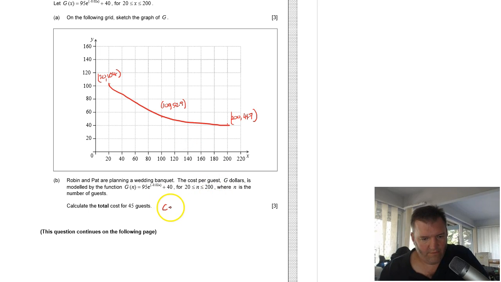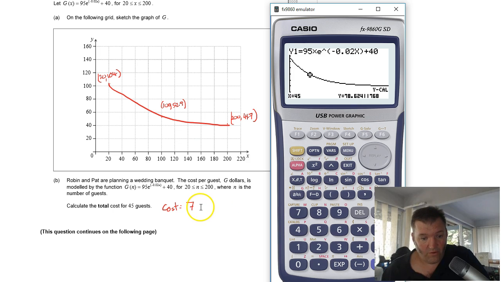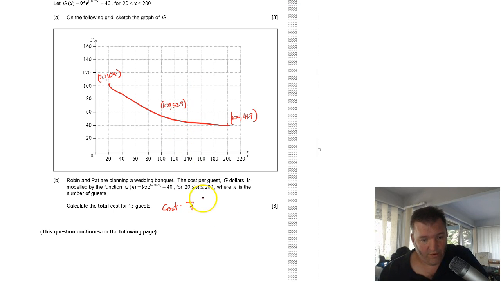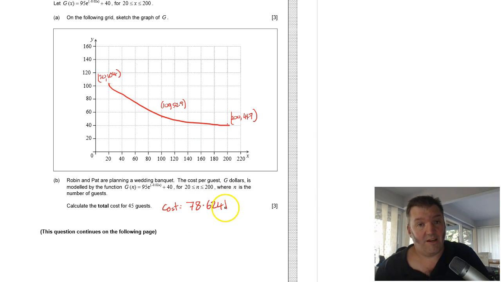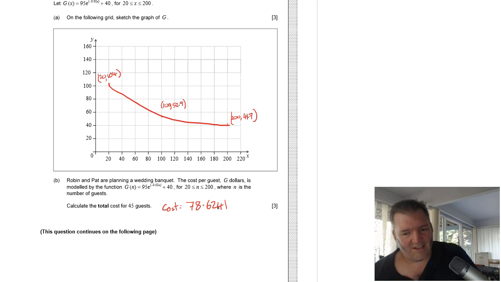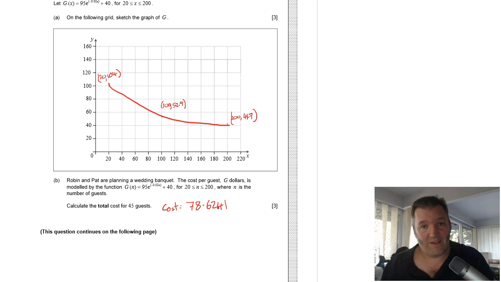Does that seem a little bit cheap for a wedding to you? Why am I using all those decimal places? Recommendation from the IB is to write answers and use answers down to at least 6 decimal places and then round off at the end. So I encourage you to get in the practice of doing that before the actual exam. This is, if you check closely, the cost per guest. Obviously, you're not going to throw a wedding for 45 guests and have a cost of $78. So what's the cost for 45?